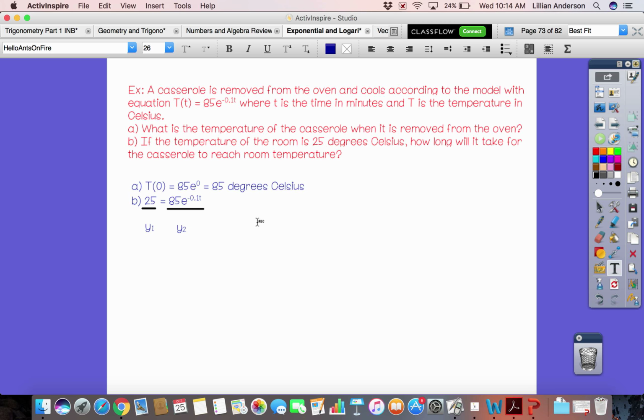that time value, basically where they intersect. Okay, so at this point, you're going to plug 25 into y1 and then the right side into y2, and then you're going to graph it. Now you might have to adjust your window so that you can see where the exponential curve and the line y equals 25 actually intersect.